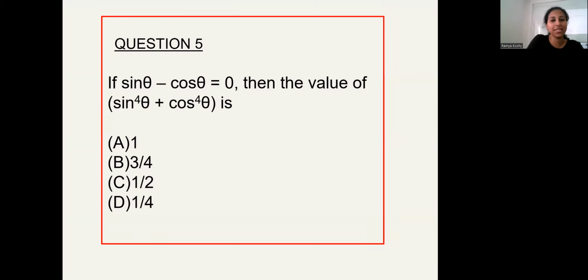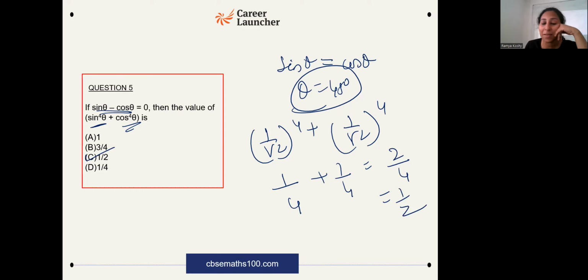Sine 45, which is 1 by root 2 raised to 4 plus 1 by root 2 raised to 4. So you can do 2 into 1 by root 2 raised to 4, or you can just add them both separately, no problem. 1 by root 2 raised to 4. What is root 2 raised to 4? Root 2 into root 2 into root 2 into root 2 will be 4. So 1 by 4 plus 1 by 4, 2 by 4, which is 1 by 2. Answer is option C. Those of you who made mistakes, please check.